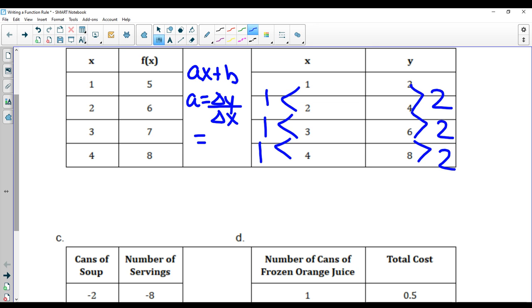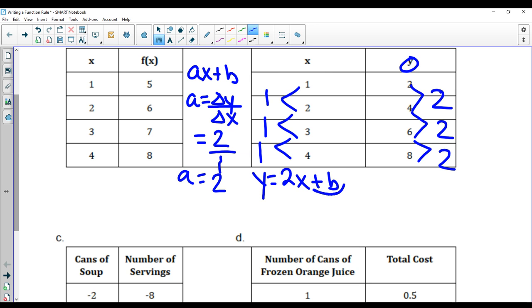So now let's figure out our a. The change in y is 2. Change in x was 1. So we say 2. A is 2. So I'm going to use y this time because they gave me y. And so y equals 2x plus b.